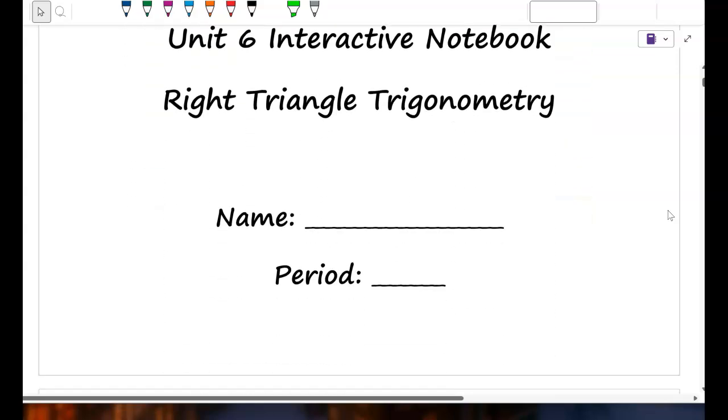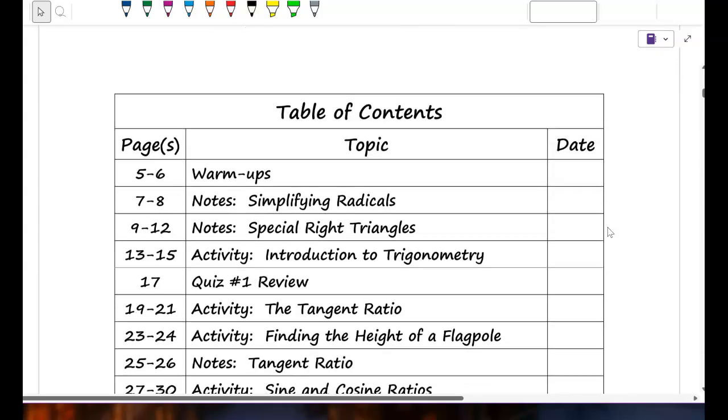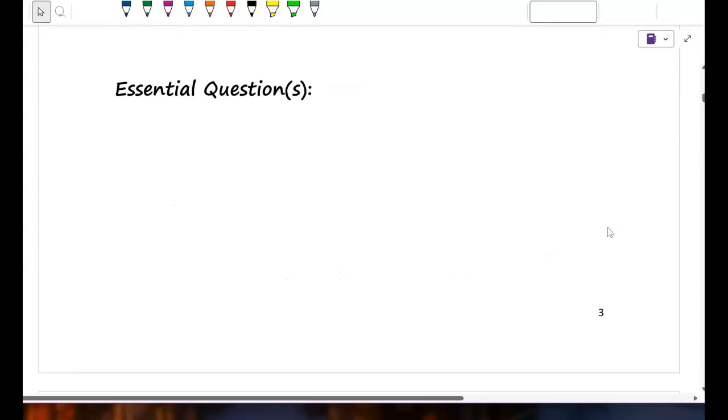So we should have already put our name on our packet. Put our period number there. And then as always, go to that table of contents page where those essential questions go. The first essential question: how are special right triangle ratios related to trigonometric ratios?